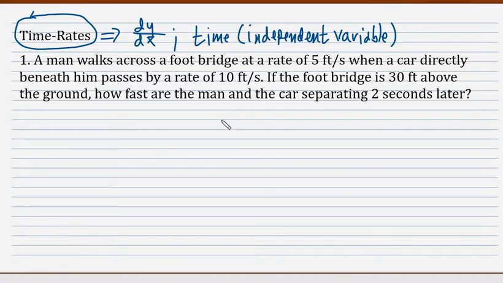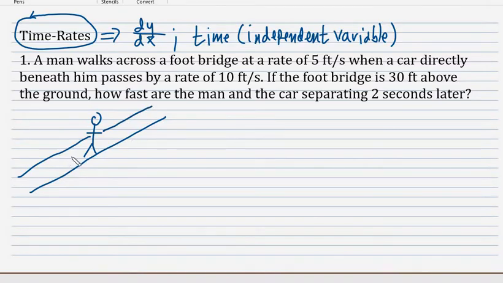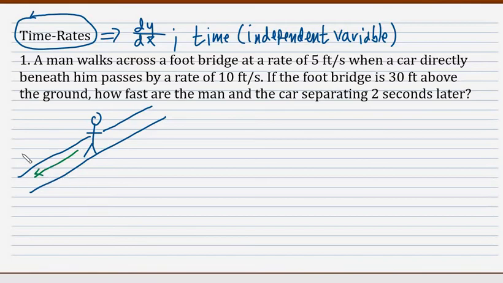Let's say a man crosses a footbridge at a rate of 5 feet per second. So we have here a man. The man is on a bridge. Just pardon my drawing. He is walking the bridge at a rate of 5 feet per second. Now directly beneath him, a car passes by at a rate of 10 feet per second.